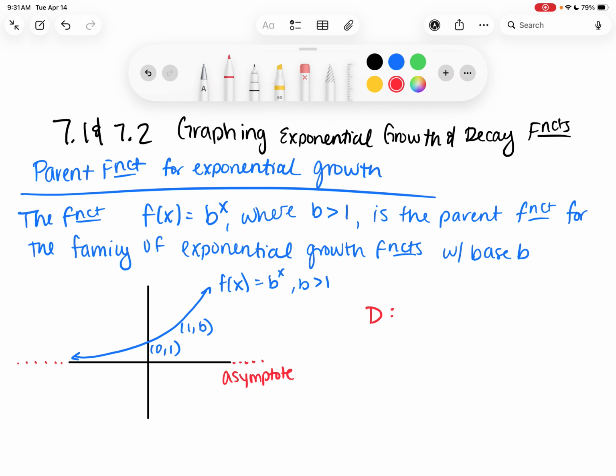The domain of an exponential growth function is all real numbers. Or if you wanted to write it as negative infinity to infinity, you could also do it that way. And then the range is y is greater than 0, or we could write it as 0 to infinity, like that.